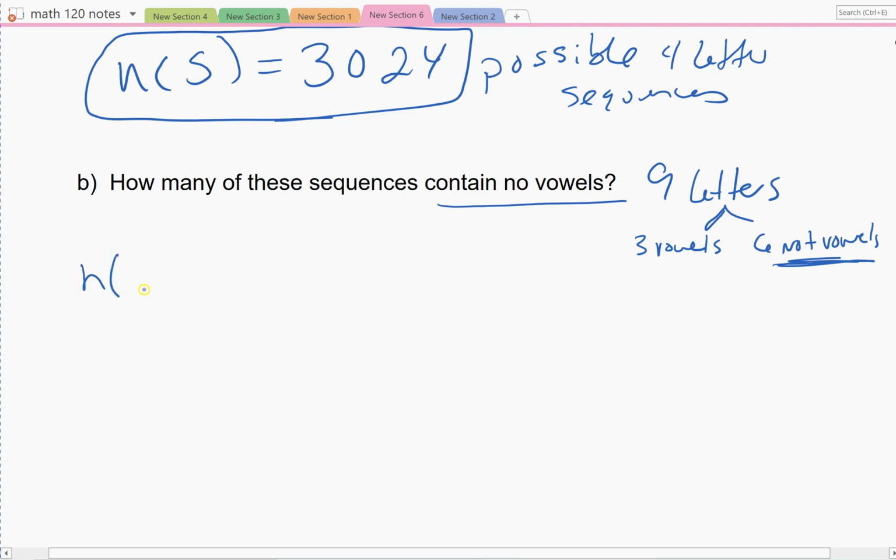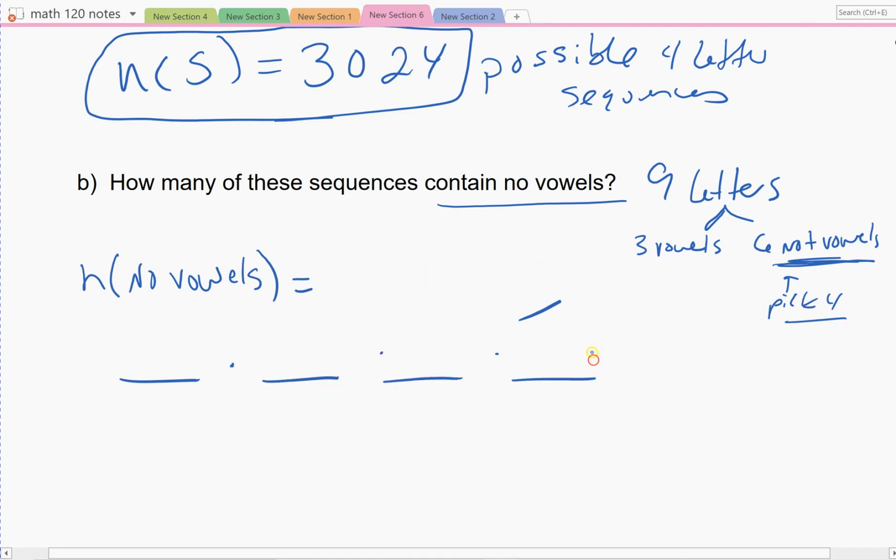Instead of picking all my letters, I'm only going to pick the ones that are non-vowels. So I want the number of sequences. I'm still going to select 4, but all 4 are going to come from the non-vowels. So again, I have my 4. This is the first pick, second pick, third pick, fourth pick, and it's all and. I have to pick the first letter that's not a vowel, and the second letter that's not a vowel, third letter that's not a vowel, and the fourth letter that's not a vowel.